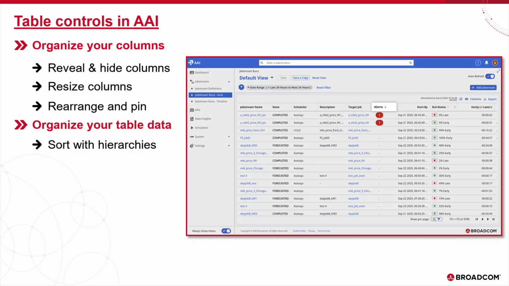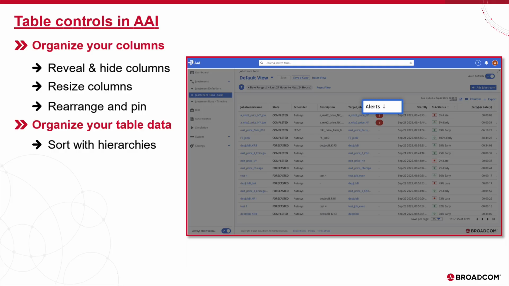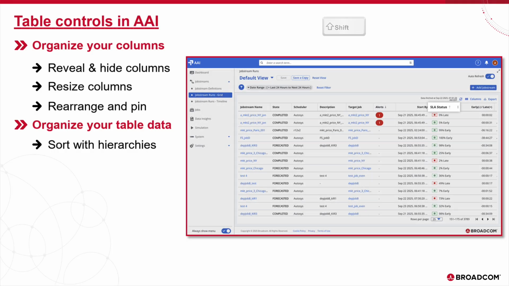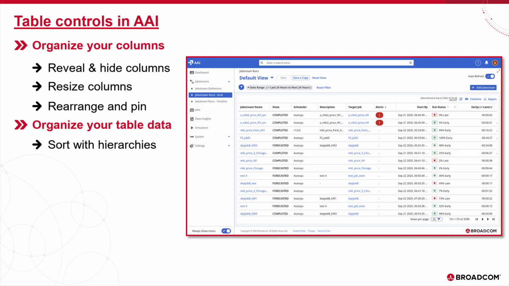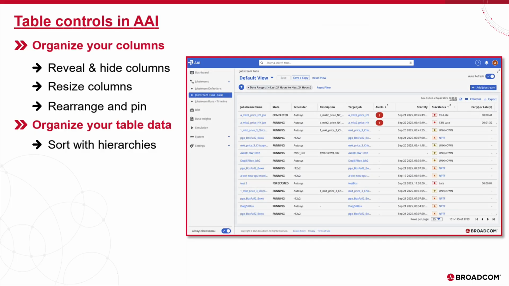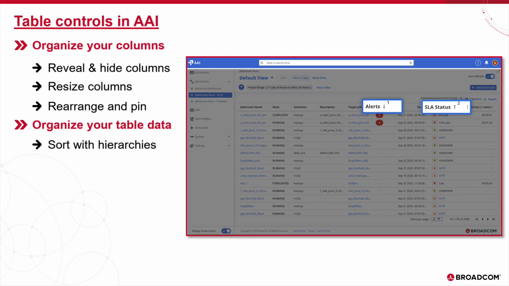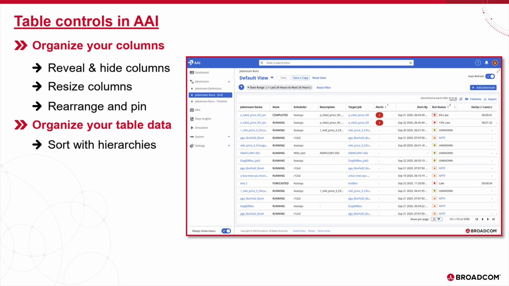For multi-level sorting, use the nested sort hierarchy. Hold the Shift key while clicking additional columns. Each new column is added to the sort order, and small superscripts on the column headers, 1, 2, 3, and so on, show the sequence.